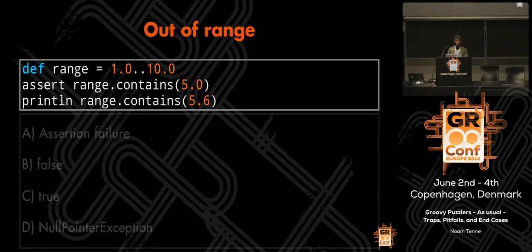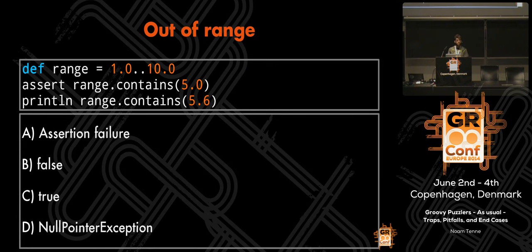So, what do you think, guys? Will I get an assertion failure? Because, I don't know, it's weird, isn't it? Will it print false? Who votes false? Okay. Who votes true? It's a range. It's a decimal range. No? People of little faith. Null pointer exception? Okay. So, you were correct if you chose B.